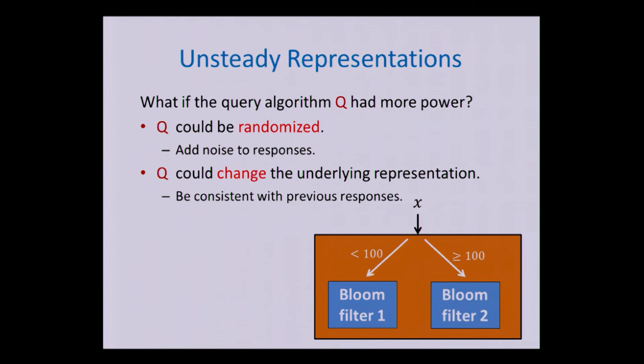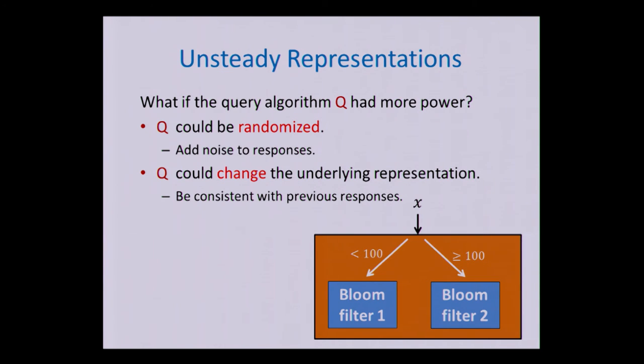I want to give one example of such a Bloom filter that has an unsteady representation. Think of one that has two Bloom filters, Bloom filter 1 and 2. They're both initialized with the same set S. For the first 100 queries, I only use the first one. And then after 100 queries, I throw the first one away and only use the second one. So really, for the first 100 queries, I learn nothing about the second Bloom filter.